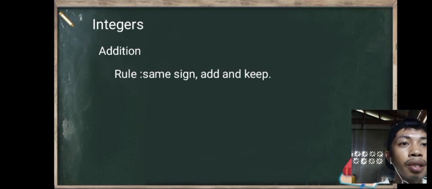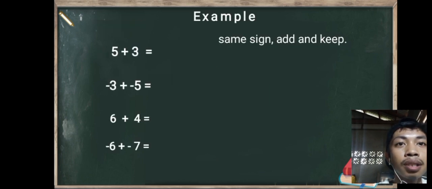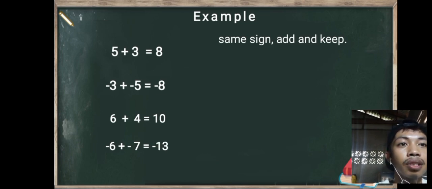For example, if we have positive 3 plus positive 5, that is equal to positive 8. Negative 3 plus negative 5 is negative 8. The third one is positive 6 plus positive 4, which is positive 10. The fourth one is negative 6 plus negative 7, which is negative 13. So we add the two integers directly and copy the sign of both integers.